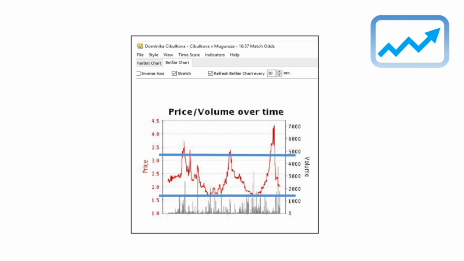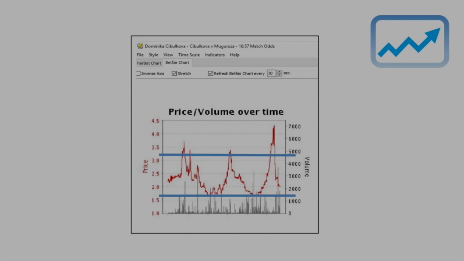So I'm sure you are starting to see now just how mechanical tennis match prices are, and therefore how we can actually take advantage of this mechanical nature by predicting the price movement of a player's price.